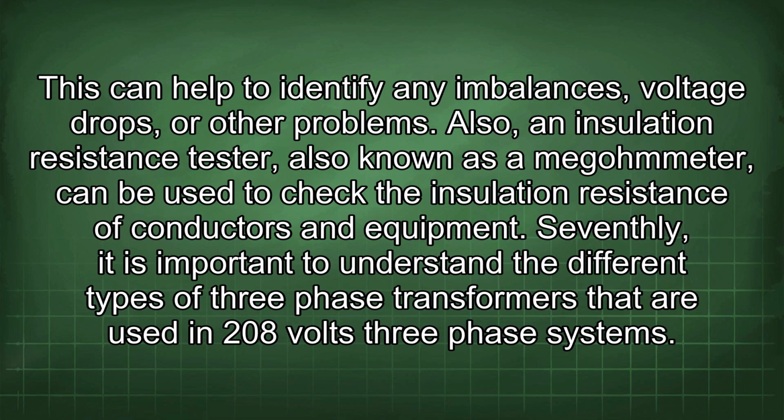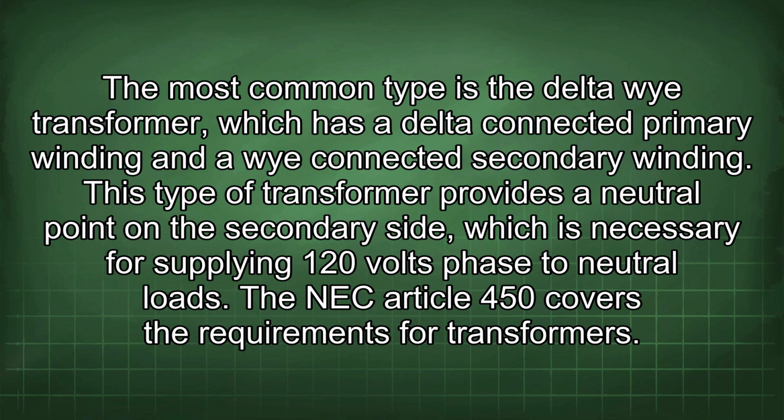Seventhly, it is important to understand the different types of three-phase transformers that are used in 208 volts three-phase systems. The most common type is the delta-Y transformer, which has a delta-connected primary winding and a Y-connected secondary winding. This type of transformer provides a neutral point on the secondary side, which is necessary for supplying 120 volts phase to neutral loads. The NEC Article 450 covers the requirements for transformers.